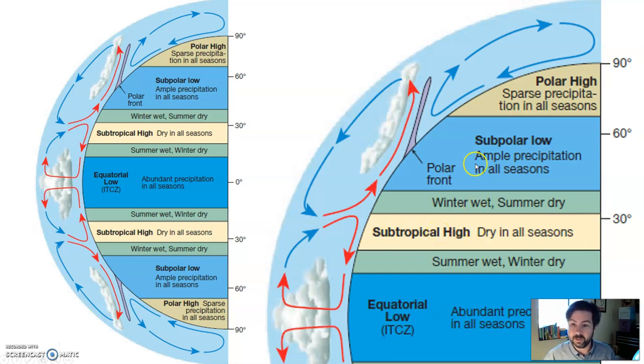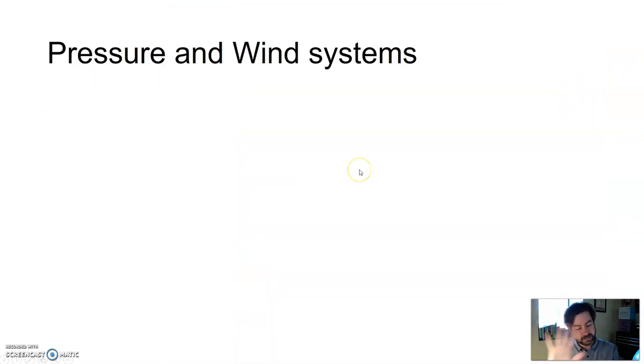You go a little bit further up, ample precipitation, because again, you get some warm air rising in this case, and then cold air descending, sparse precipitation, very dry. Just because it's cold doesn't mean there's a lot of precipitation. Again, that's a very quick summary of something very complicated. I go into more on that in Geology 101.